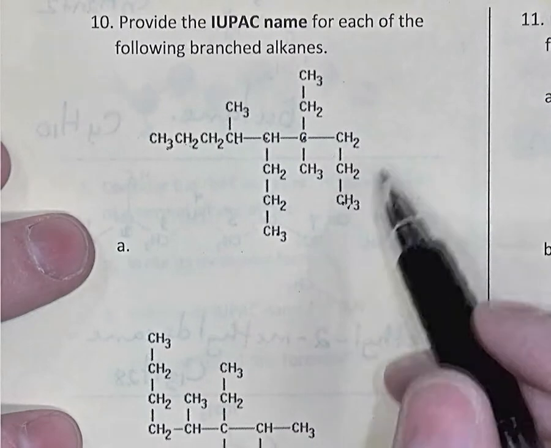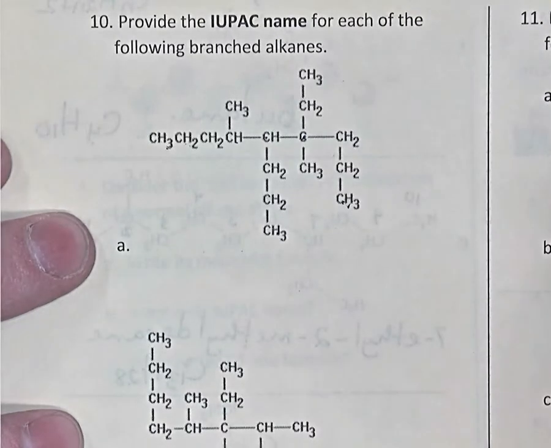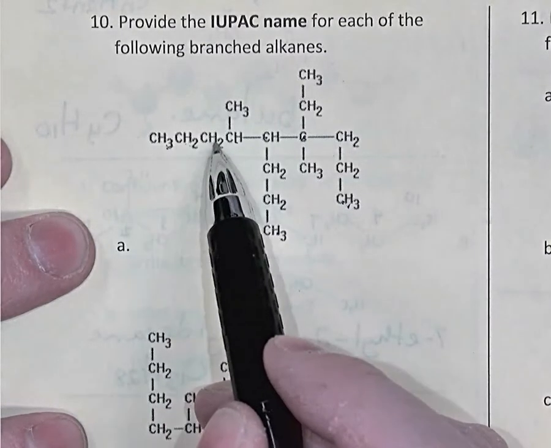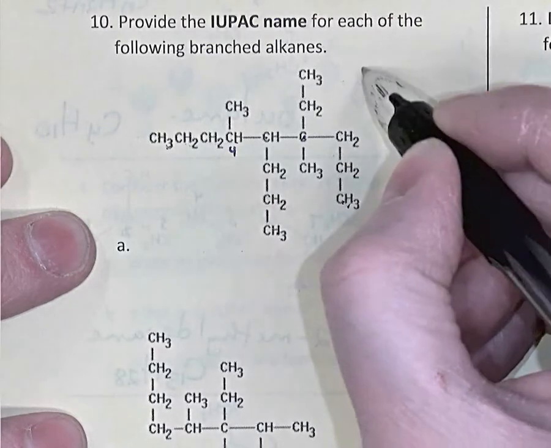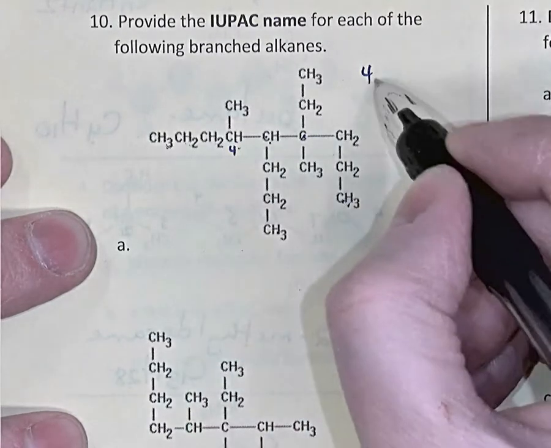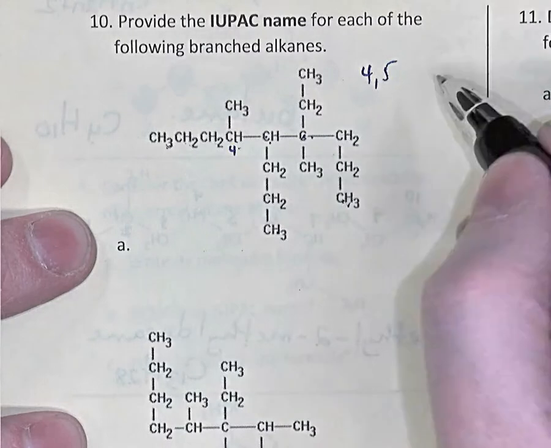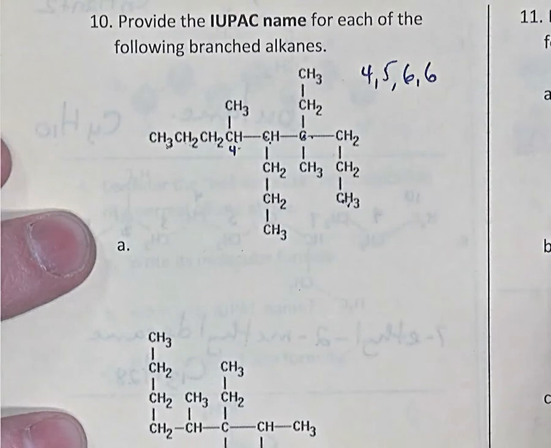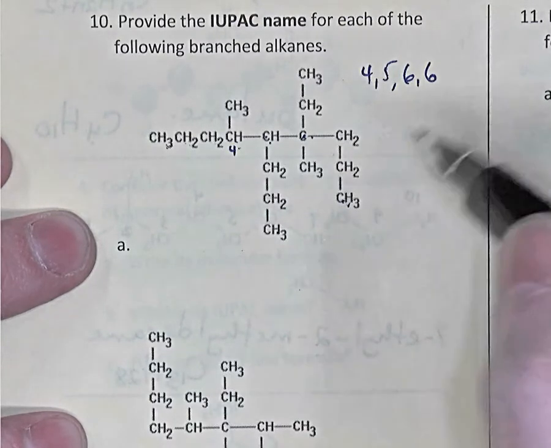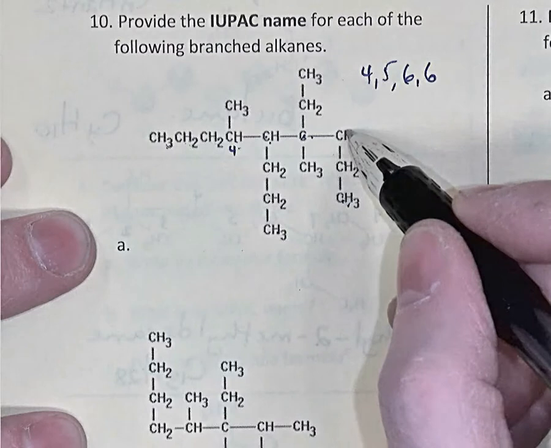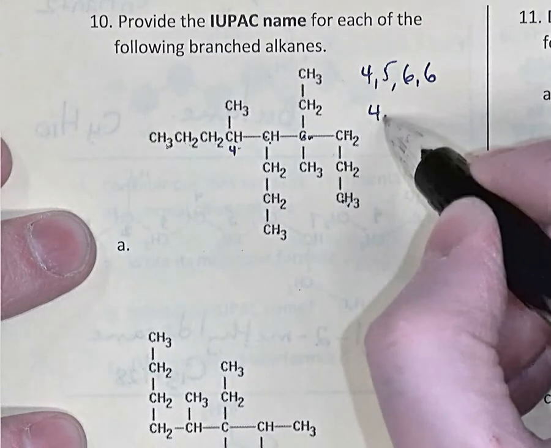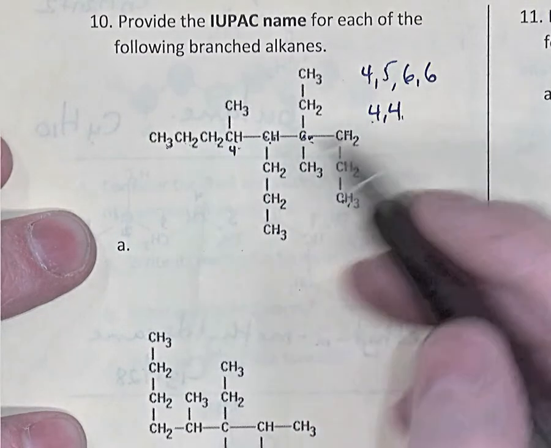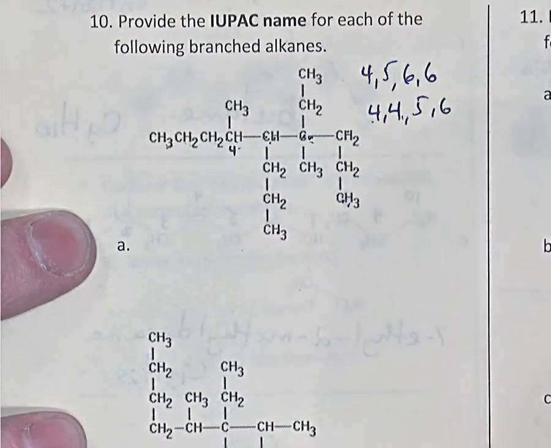Now when we name it, we want to number the parent chain from the end closest to the branch. If we count from the left, 1, 2, 3, carbon 4 would have a branch. Carbon 5 would have a branch. Carbon 6 would have 2 branches. So I'm going to put 6 and 6 again. So that's if we number from the left. If we number from the right, 1, 2, 3, 4, so carbon 4 would have 2 branches, so I'll put 4 and 4. Carbon 5 and carbon 6 each have branches.